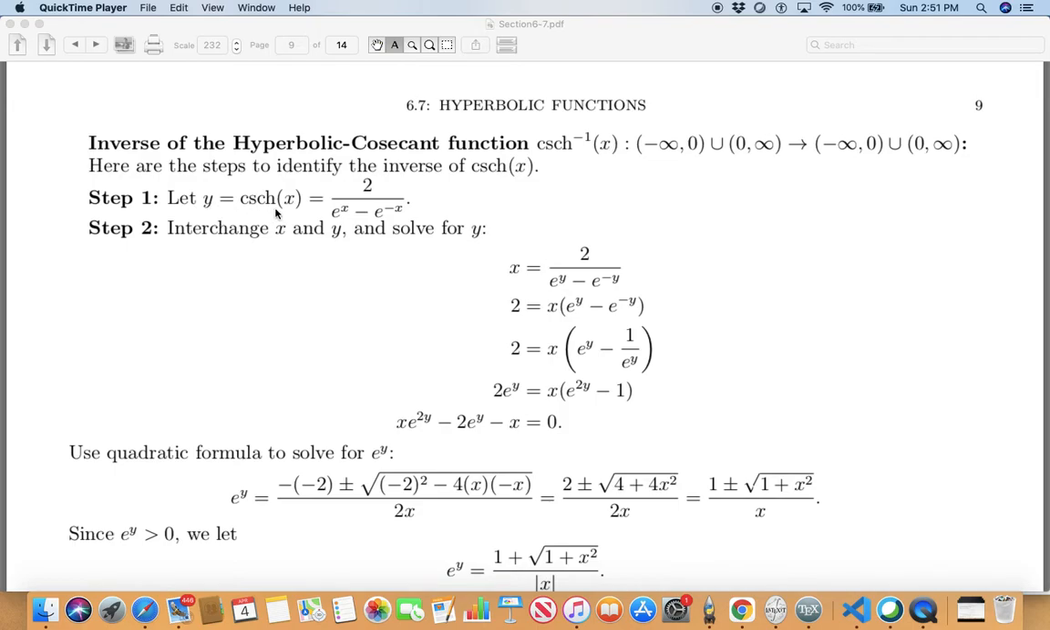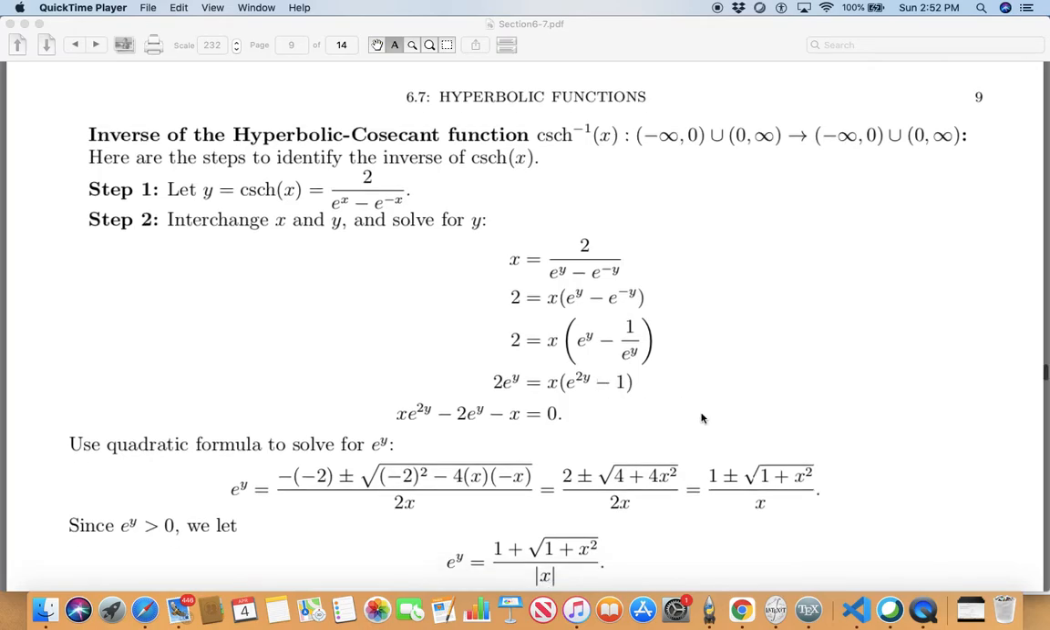Set y equals cosecant hyperbolic x, which is 2 by e raised to x minus e raised to negative x. Interchange x and y and then solve for y. x is 2 over e raised to y minus e raised to negative y. Cross multiplying, I get 2 equals x times (e raised to y minus e raised to negative y). This is nothing but 1 by e raised to y. So multiply throughout by e raised to y: 2 e raised to y equals x times (e raised to 2y minus 1).